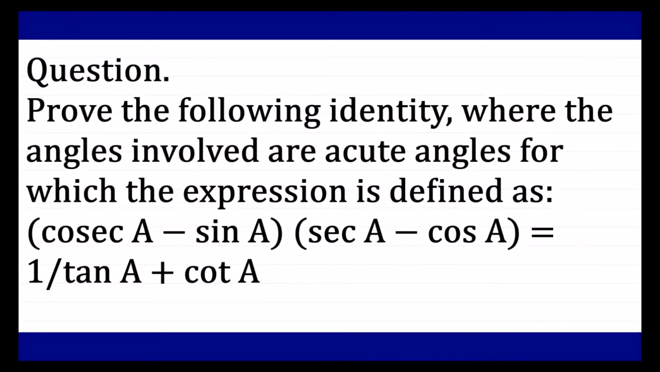The given question is: prove the following identity, where the angles involved are acute angles for which the expression is defined. (cosec A minus sin A)(sec A minus cos A) is equal to 1 upon tan A plus cot A. So guys, this is what the given expression is, and we are going to prove that left hand side is equal to right hand side.